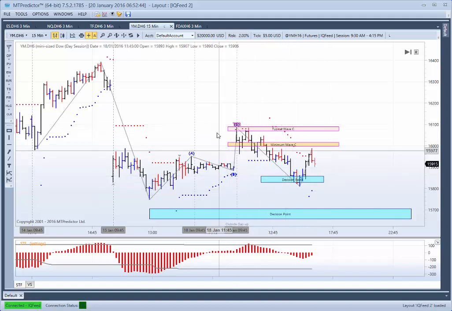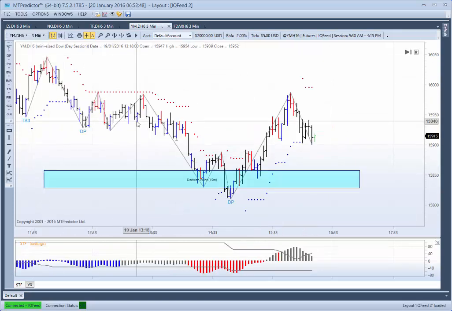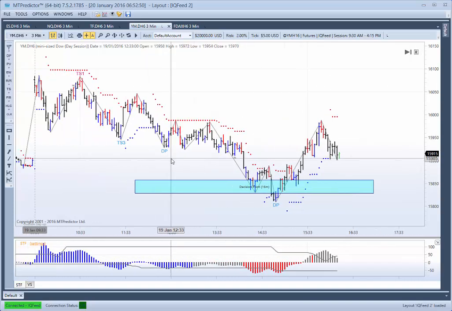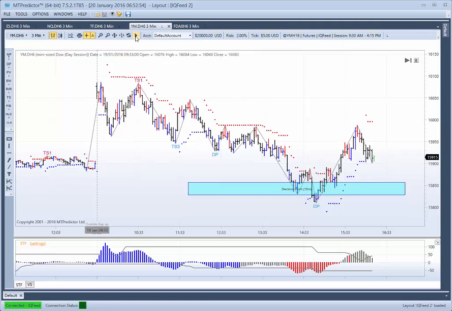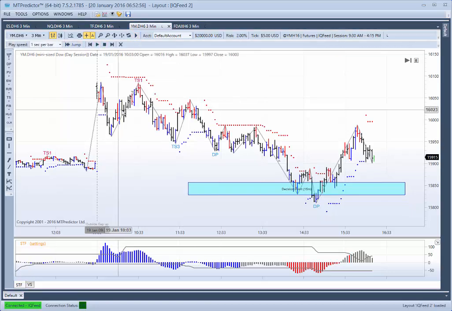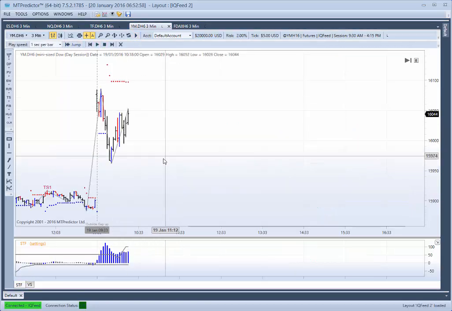But I was looking at that at the time before the market had got down there. So let's have a look at how you would have then traded the 3-minute signals. Well, let's now take it back with training mode. We'll go back to just about here, we'll say.